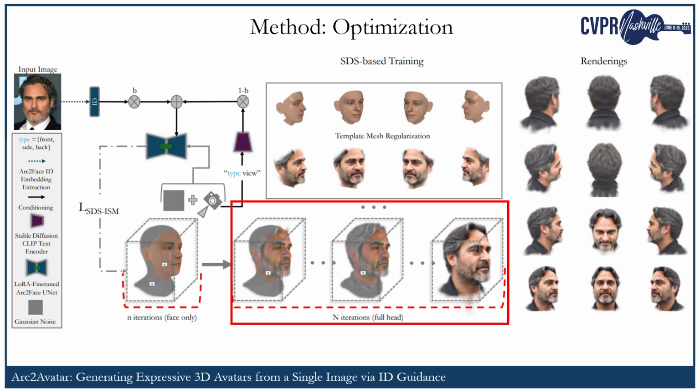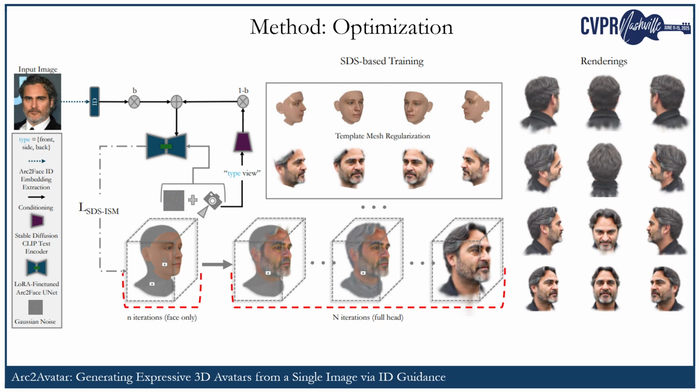In the second step, we simply use the remainder of the iterations to optimize the full head, starting by zooming out to the regular levels. At the end of the iterations, the method generates an ID consistent 3D avatar that can be rendered from any view, and this concludes our optimization.